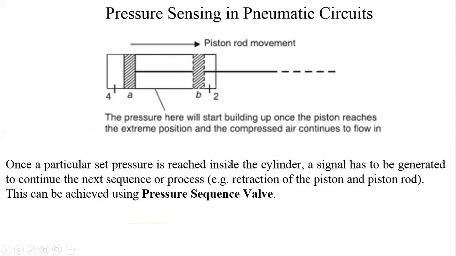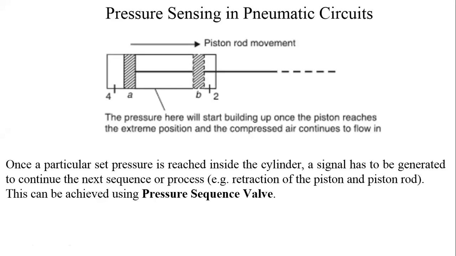So what is pressure sequencing valve? Let us focus on that. Pressure here will start building up once piston reaches the extreme position and compressor continues to flow in. Once a particular set pressure is reached, term set pressure is important because you have to set a pressure with the help of spring. Pressure can be set.